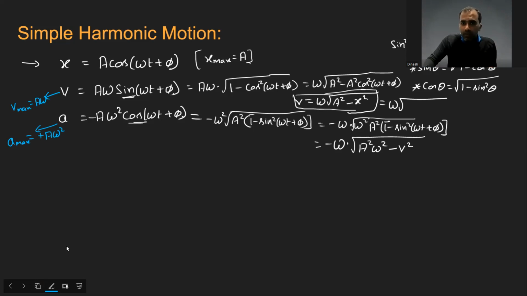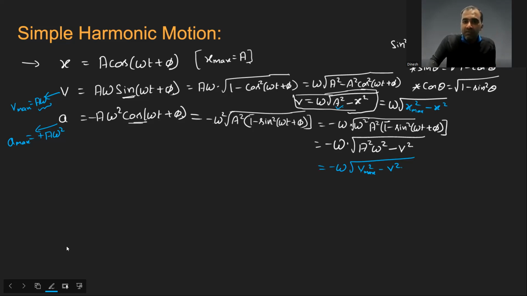So, are you able to observe A square is maximum amplitude square, correct? Minus x square. Following? Next, how about this one? Can we write it as minus omega into root of, what is A omega? A omega is maximum velocity only, no? Correct? Can we write like this?